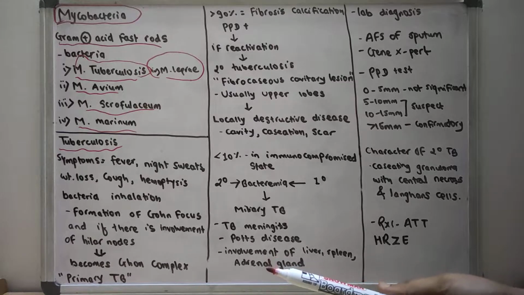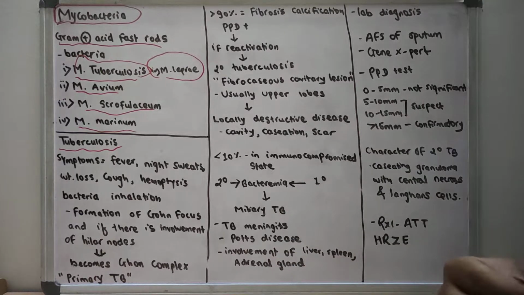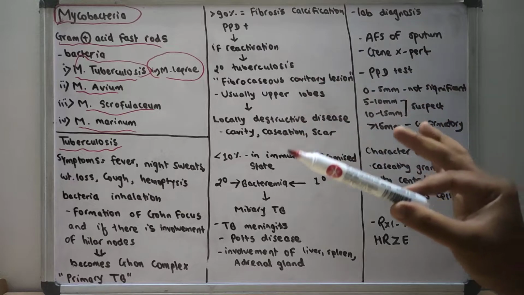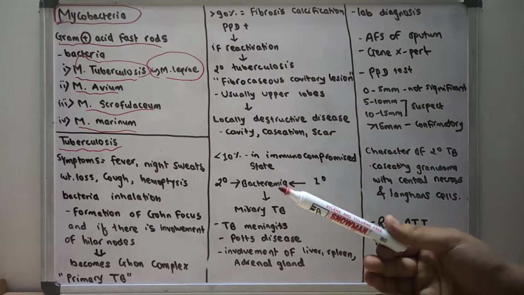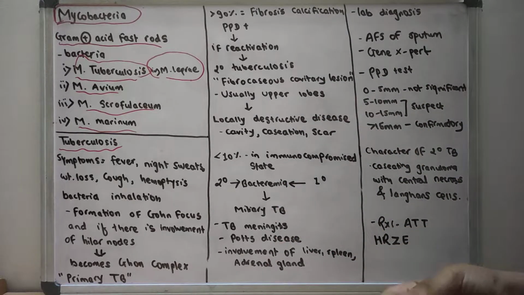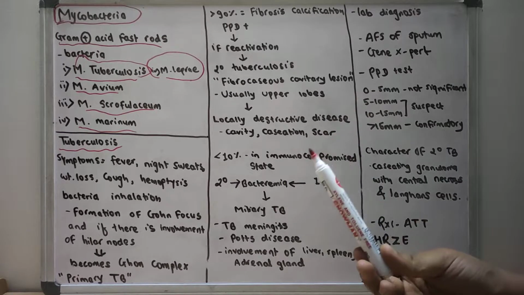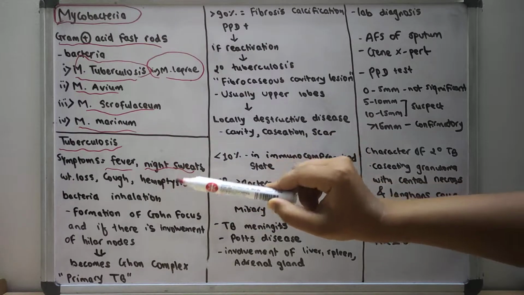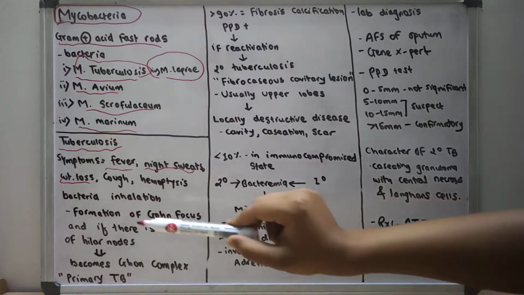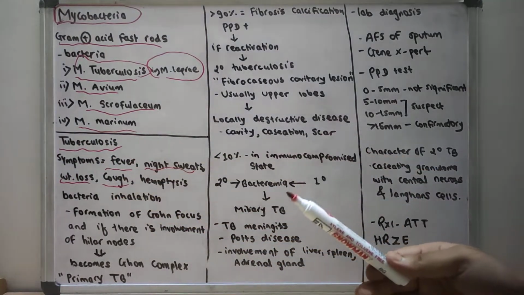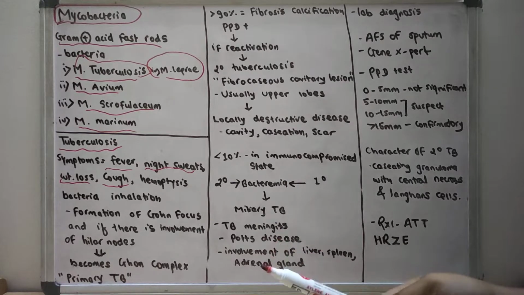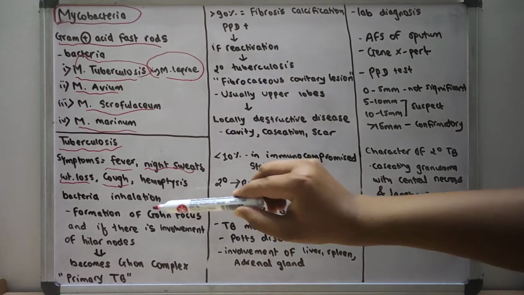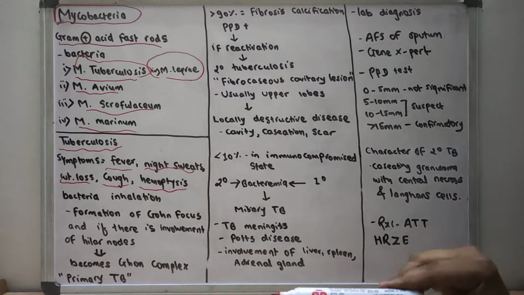It occurs due to the inhalation of Mycobacterium tuberculosis from any infected person. So what are the various symptoms of tuberculosis? The various symptoms are fever, night sweats, weight loss, cough. The cough could be productive or non-productive cough. There could be hemoptysis.